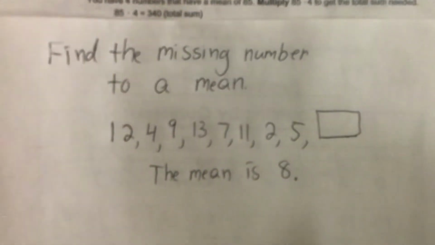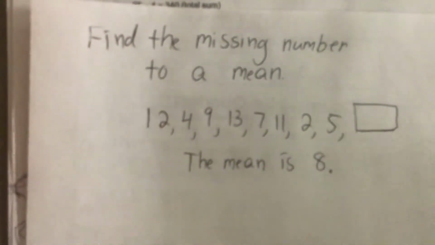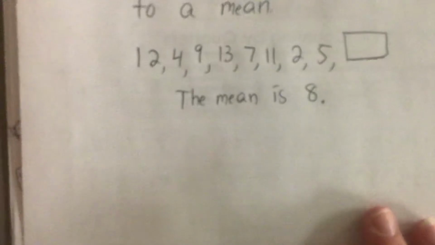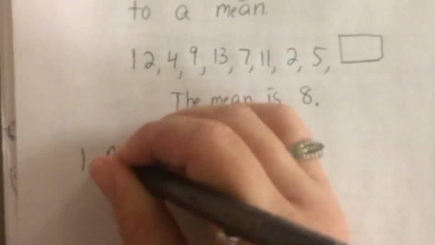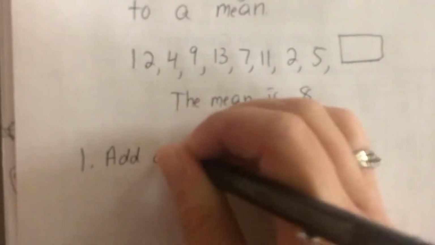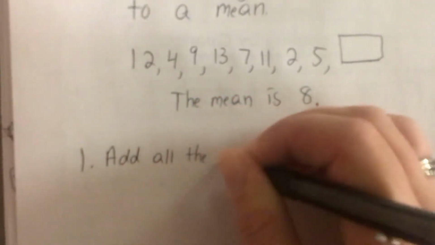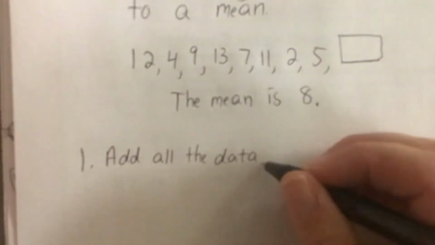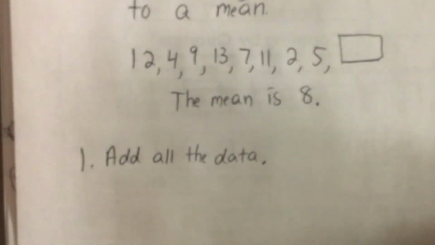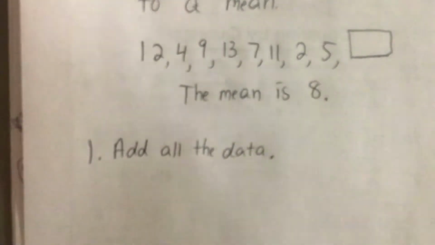Okay? So there's some steps to follow to figure this out, okay? So step 1, let's write it down. Add all the data. Okay, so first add all these numbers up. So let's write down the steps and then we'll go back and follow the steps.